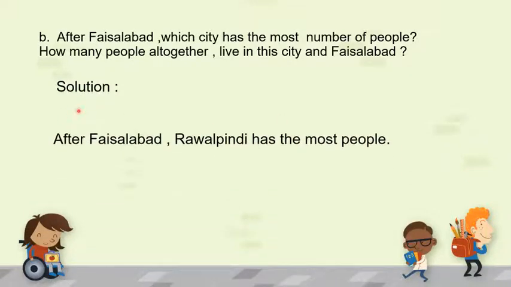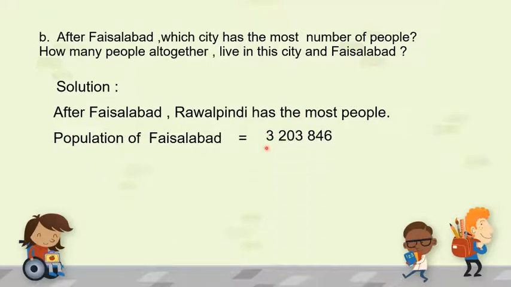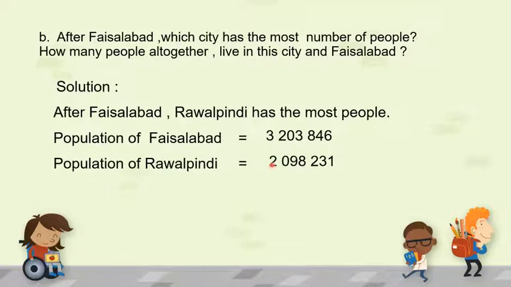First of all, you will write down that after Faisalabad, Rawalpindi has the most people, and now we will write the population of Faisalabad. Then we will write the population of Rawalpindi, and now we want to find out how many people altogether. So for calculation of the total number of people living in Faisalabad and Rawalpindi, we will do the addition here. So very quickly add these two numbers to find out how many people altogether live in these two cities. Yes, be very quick.